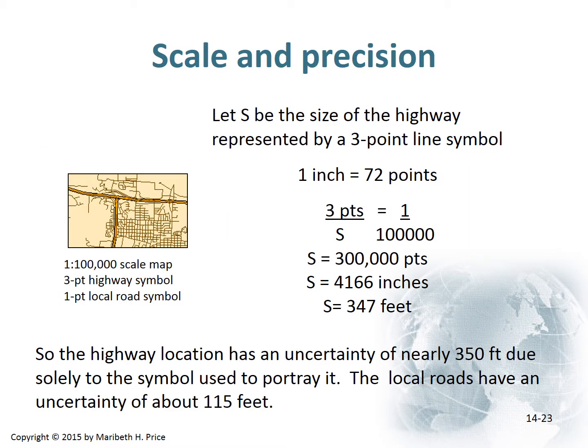Scale and precision. The main things here I want you to keep track of, or at least understand, is that 1 inch equals 72 points, and so a 3-point line, if you work all that through on a map that's 1 to 100,000 scale, you can see how one line there could be 347 feet for a 3-point line. That's at resolution. That's at scale. So think about that.